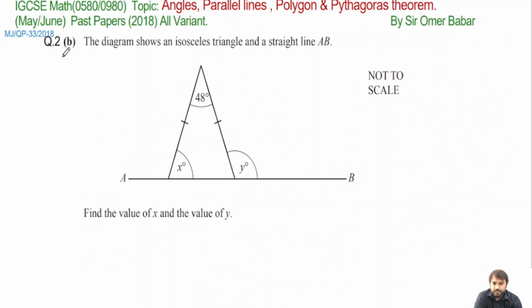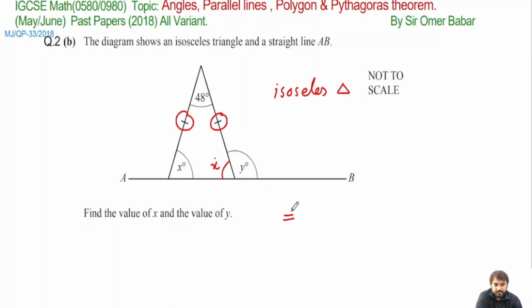Now the next question is question 2. The paper was 3, the variant was also 3. The diagram shows an isosceles triangle and a straight line AB. This is our straight line AB, and this is the diagram, and we can see these two line segments. It means this triangle is an isosceles triangle in which two sides are equal and two angles, that is the base angles, are equal. It means this angle is also x degrees. Find the value of x and the value of y.